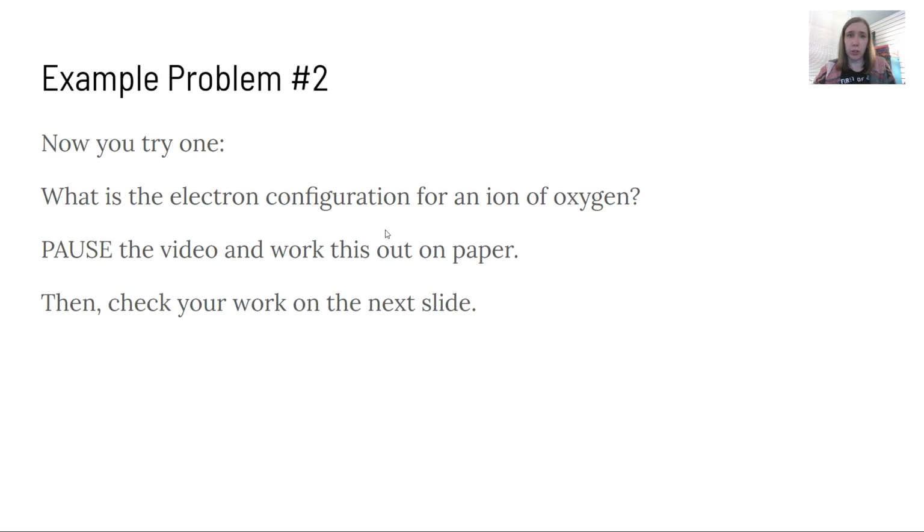So now you're going to try a problem. So now you try one. What is the electron configuration for an ion of oxygen? Pause the video, work this down on paper, then check your work on the next slide.